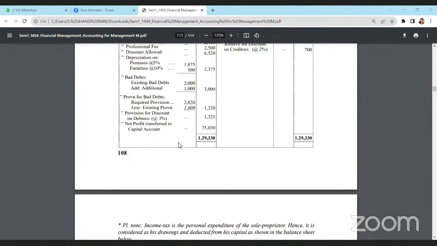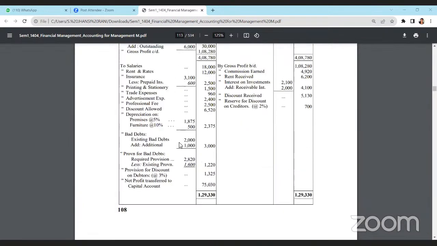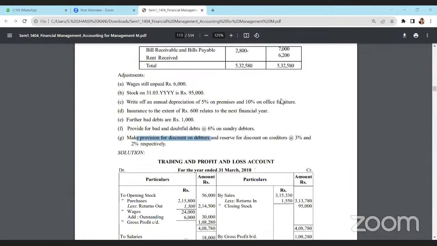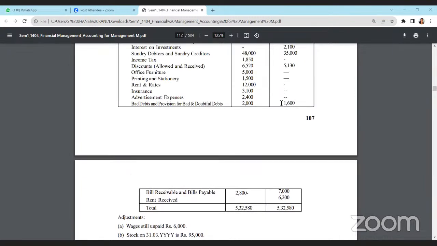2,820. Then how to adjust this one? Just look here now. The old provision is already 2,000. Now actually, how much is the old one? Is it visible? 1,600? Yes, ma'am. Whenever we make a provision, it is not an expenditure. We are keeping some amount, which is nothing but savings, which may arise in future or not, we do not know.